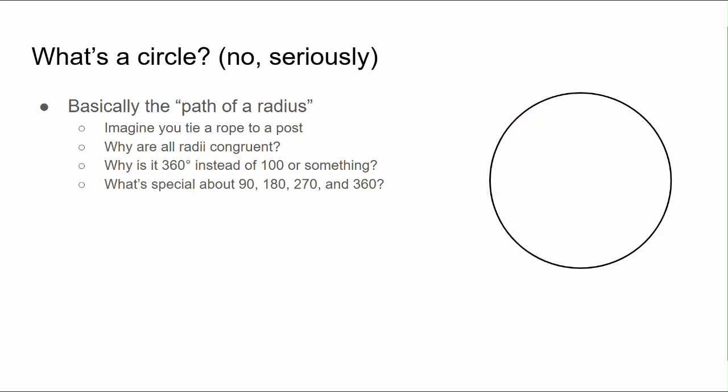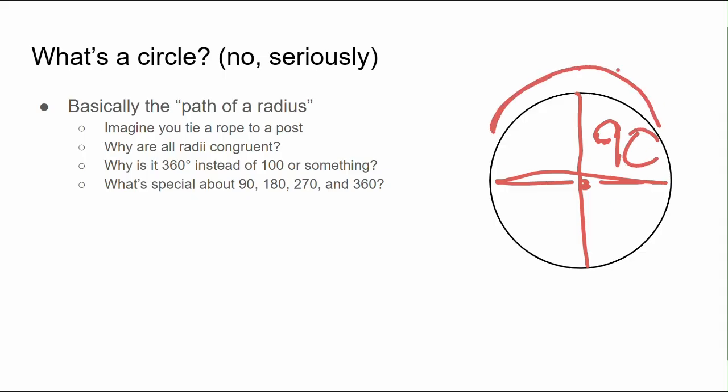With your 90, 180, 270, and 360, those are all quarters of a circle. So whenever someone says 90, you can know it's 1/4. 180 would be the semicircle. 270 would be 3/4 of a circle, and then 360 is the entire circle.